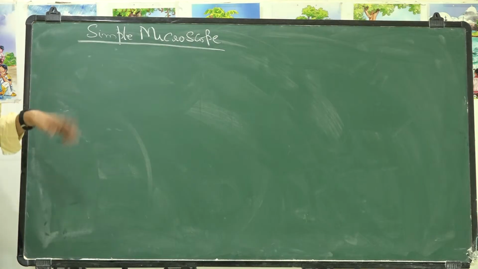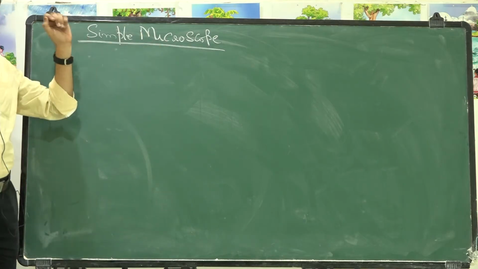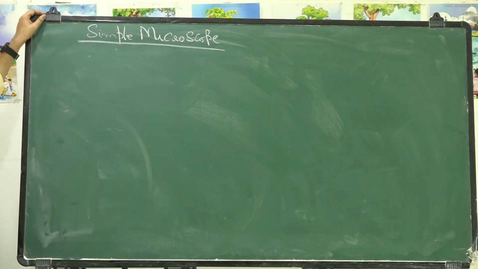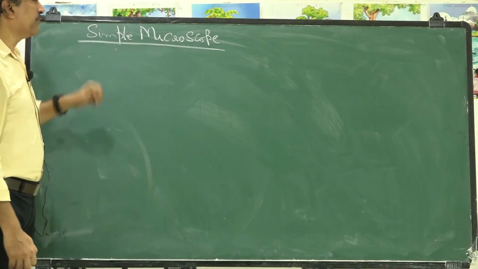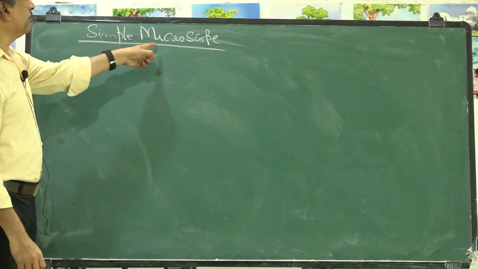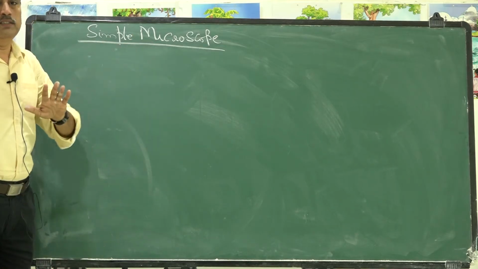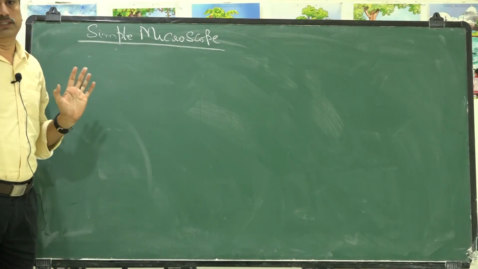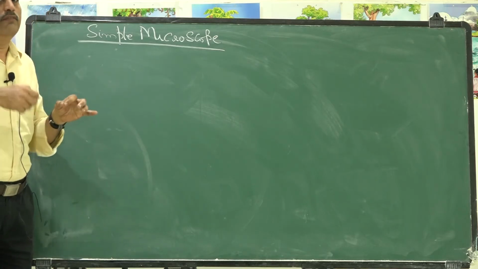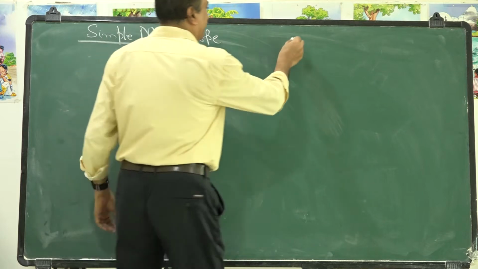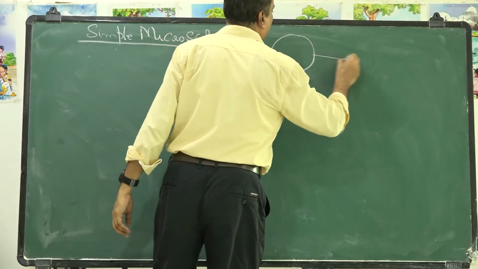Simple microscope. Actually, a microscope is an instrument that is used to observe smaller objects. That means it gives magnification of objects. So, this simple microscope, by name itself, simple means it contains only a single convex lens, and that single convex lens is held in a metal frame with a handle, that is our magnifying glass, like this.